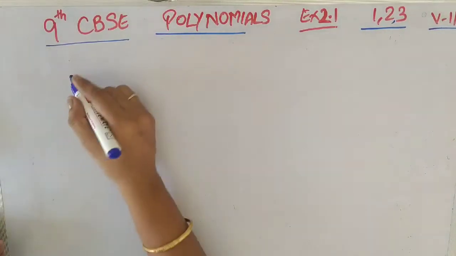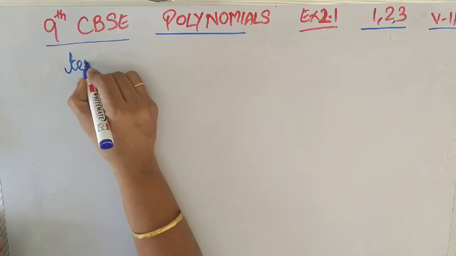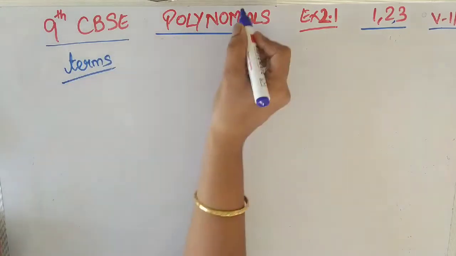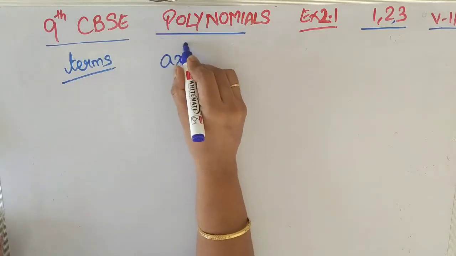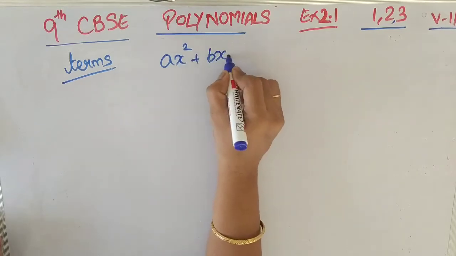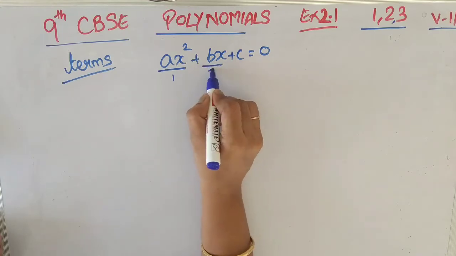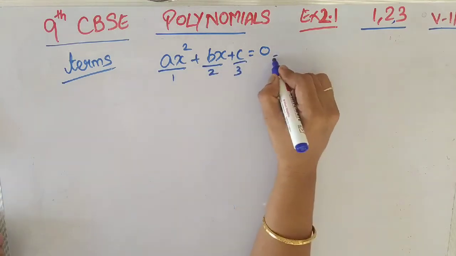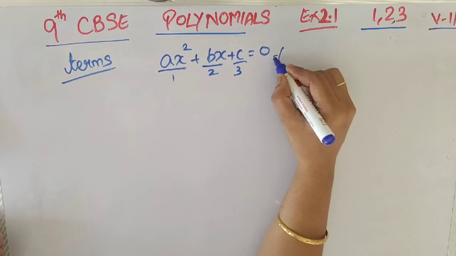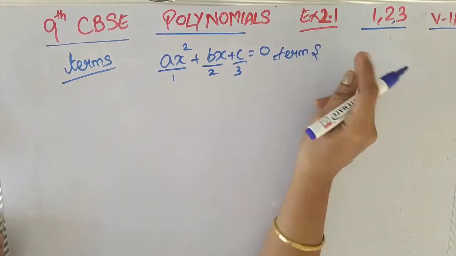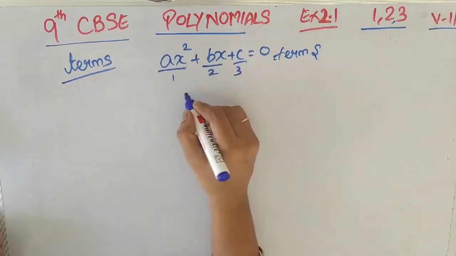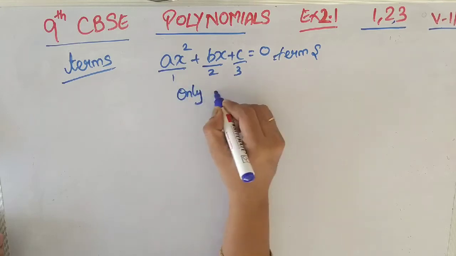Before going into the exercise, we need to know about some terms regarding the polynomials topic. Say for example, I am taking a polynomial ax squared plus bx plus c. Here ax squared is the first term, bx is the second term, c is the third term. So in this polynomial there are 3 terms.